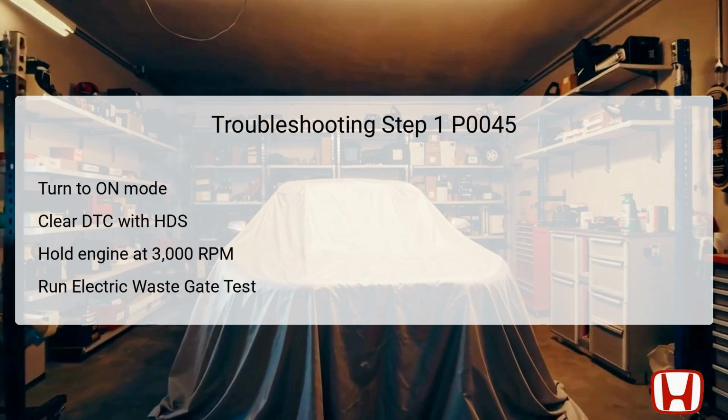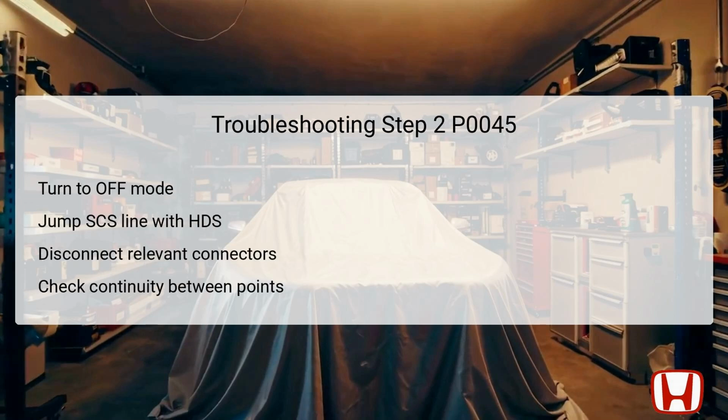For the second step, first, turn the vehicle to the off-lock mode to ensure safety while performing the diagnostics. You will then jump the SCS, Service Check Signal line, using the HDS. This step allows the system to enter a diagnostic mode for further checks. Wait for over 1 minute after performing the jump to ensure that the system is ready for the next steps.